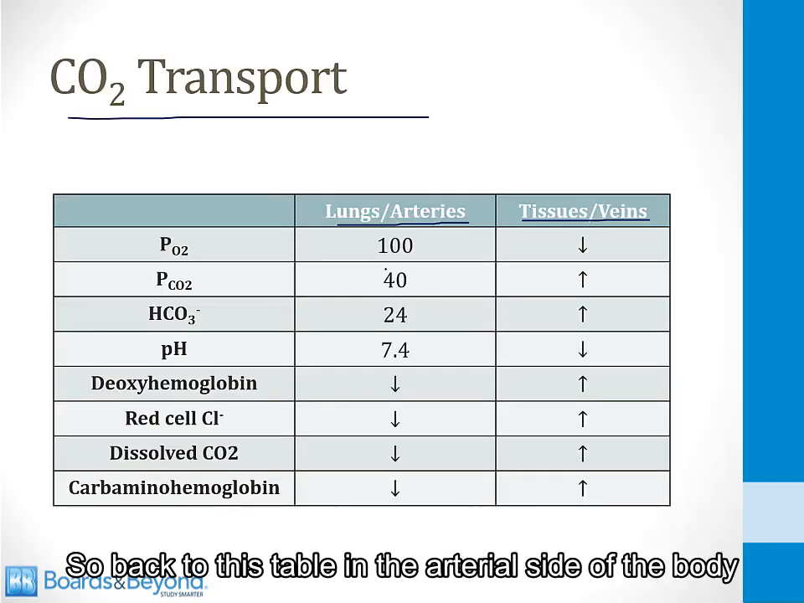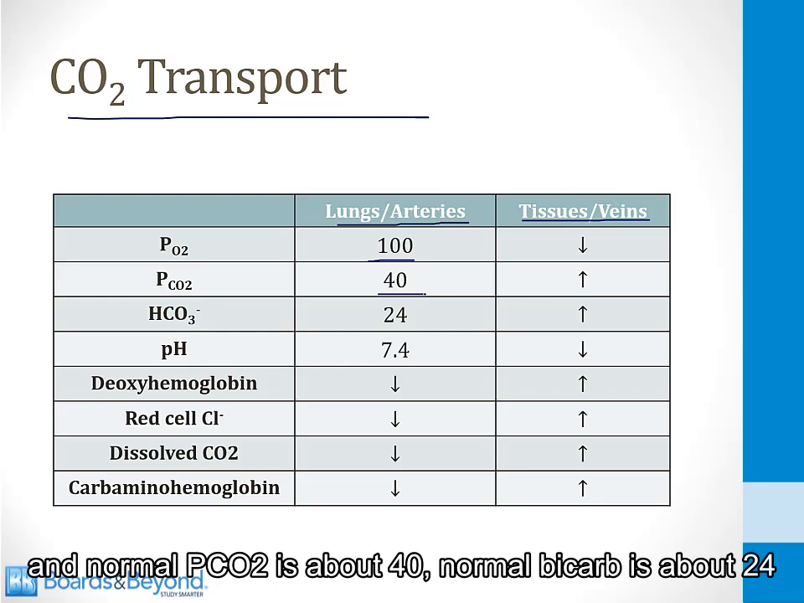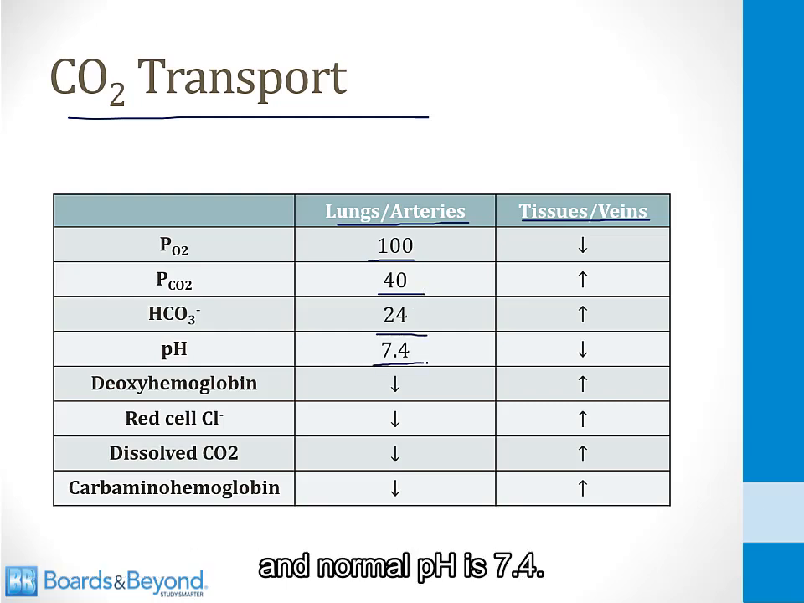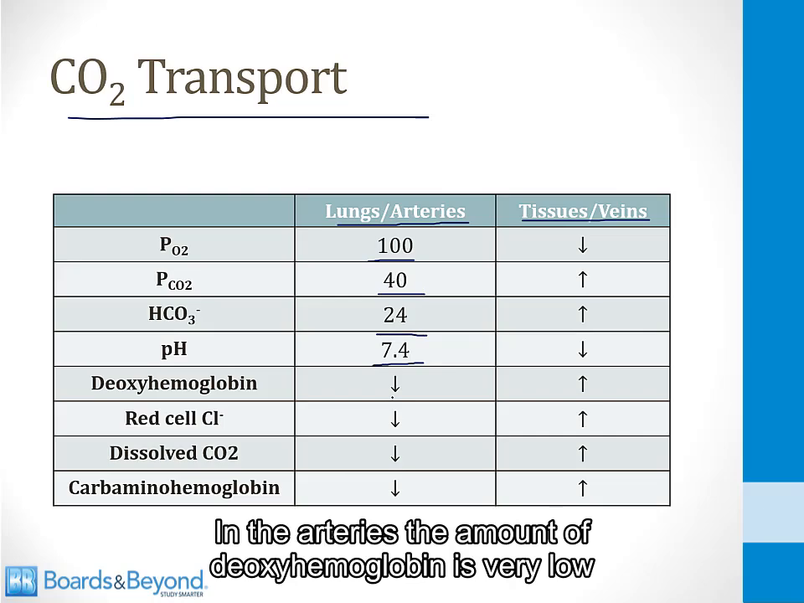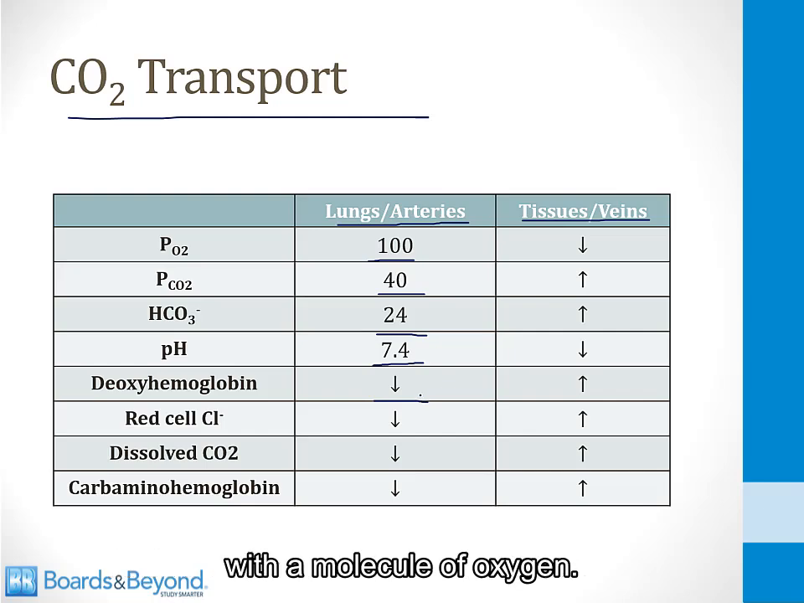So back to this table, in the arterial side of the body, the normal PaO2 is around 90 to 100, a normal PCO2 is about 40, a normal bicarb is about 24, and a normal pH is 7.4. In the arteries, the amount of deoxyhemoglobin is very low. That's because most hemoglobin is saturated with a molecule of oxygen.